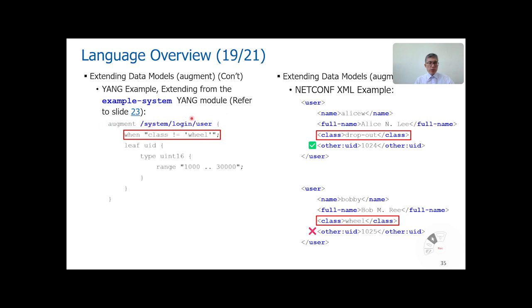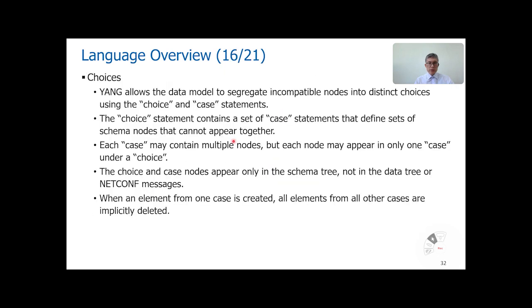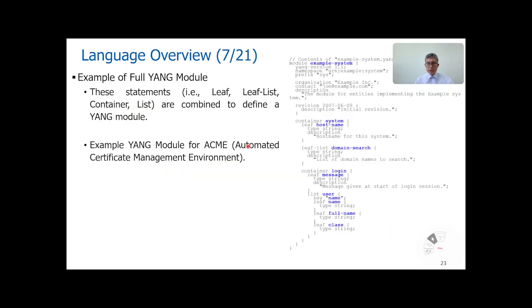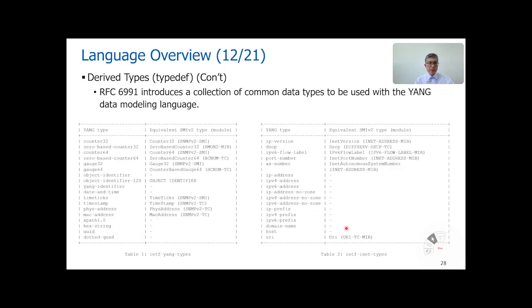So this one. Refer to slide 23. Here is the example, system, right? The system container is the top container, and then the login container is within the system, and then the variable class, right? System slash login slash class. This is the specified variable here.